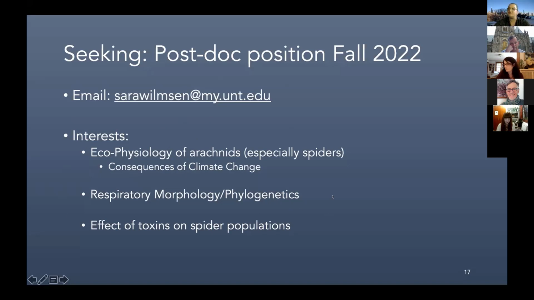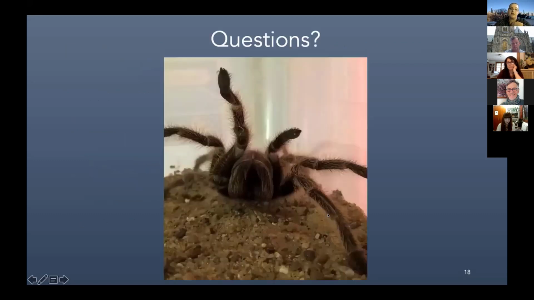I'm interested in the ecophysiology of arachnids, especially how climate change affects these spiders. And after seeing all these scorpion talks, I'm open to anything. Also respiratory morphology. If you saw my other talk, that was what it was about. I'm really interested in how respiratory morphology changes between spider species. I think it's so fascinating, the different tracheal morphologies that occur in these spiders. I'm also interested in the effects of toxins on spider populations. So, I know I'm a little early, but I would love to take any questions that you have.